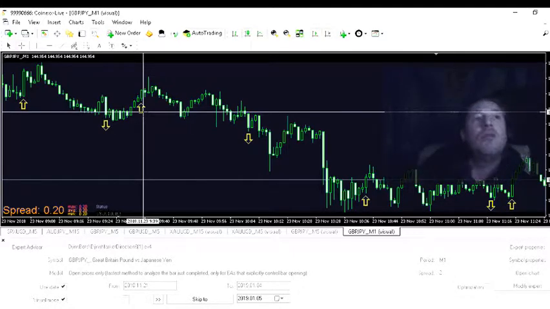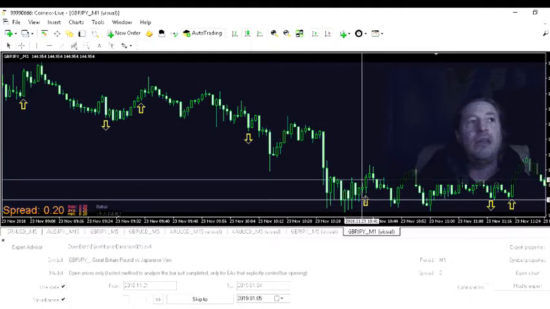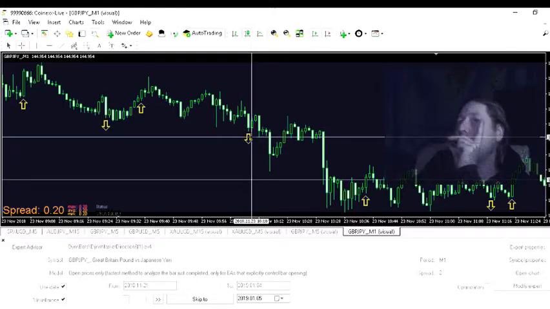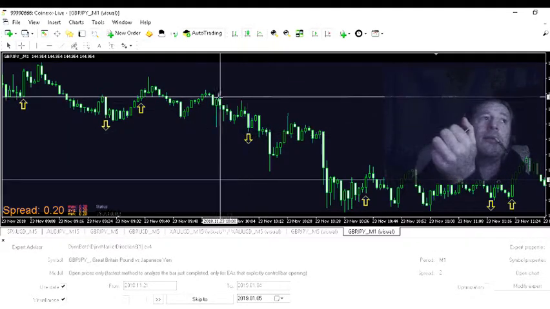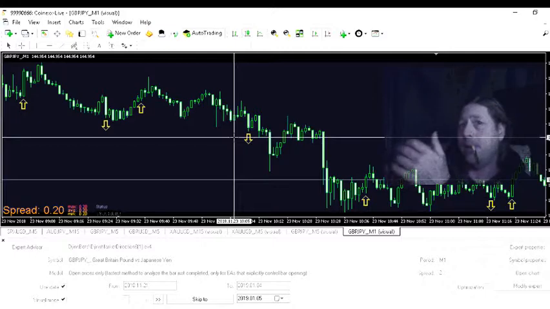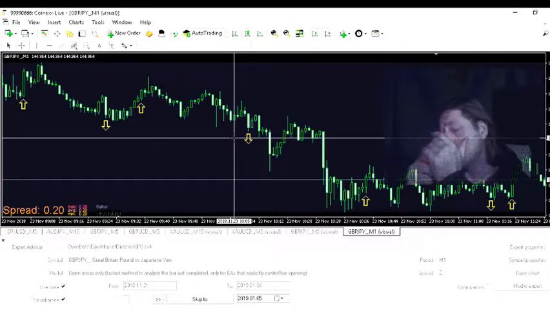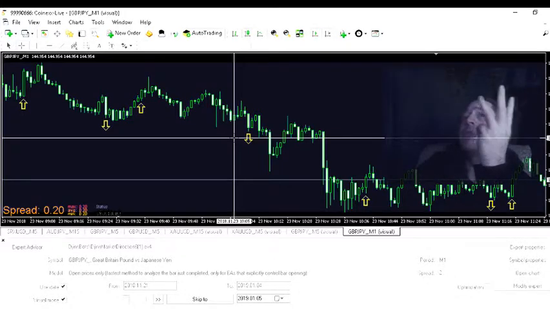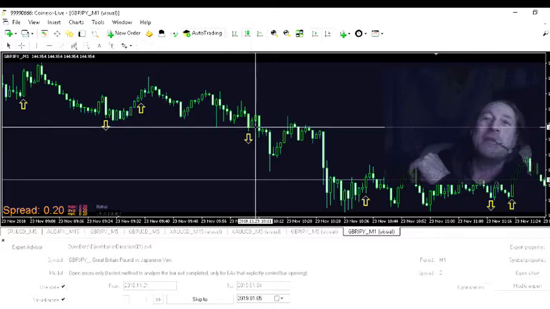So what we need to do here, we have these little arrows. Now I'm not going to sit there and try to sell you on the benefits of my indicator, because I don't sell it and I don't give it away. There's three people I've given it to, but you probably ain't one of them.